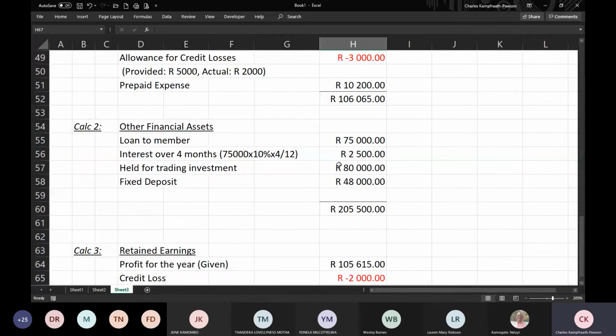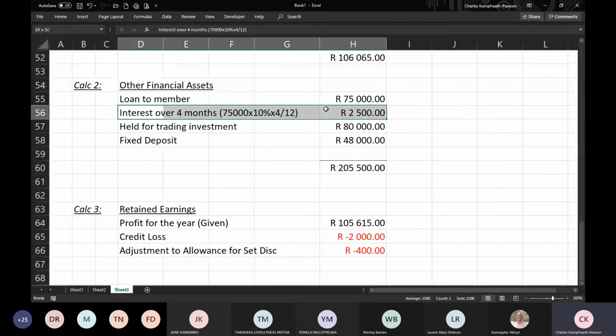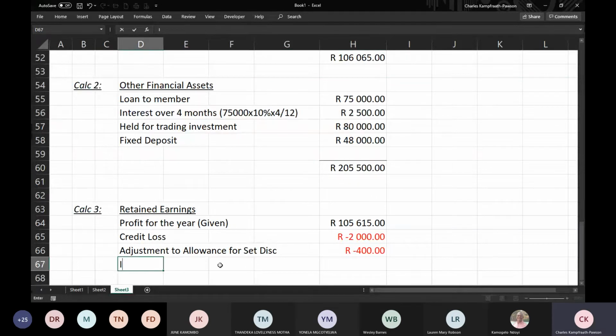Then if we look at calculation 2, the other financial assets that must still be taken into account, first up is the interest. So accrued interest. And it's other financial assets, so it must be added.